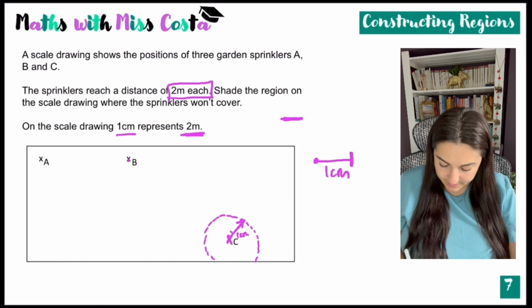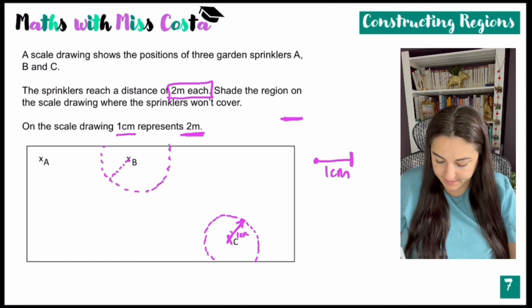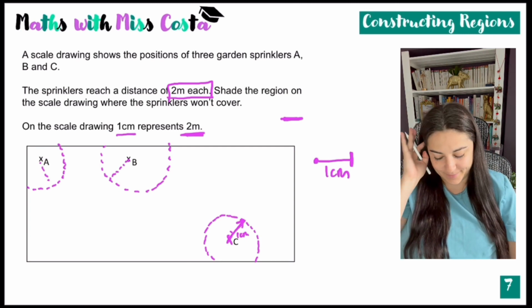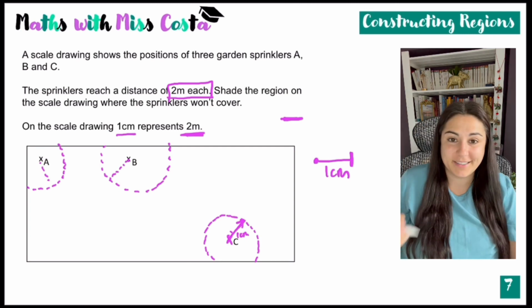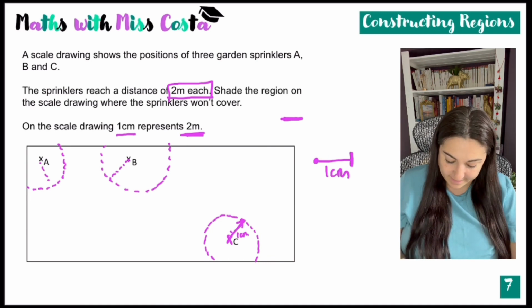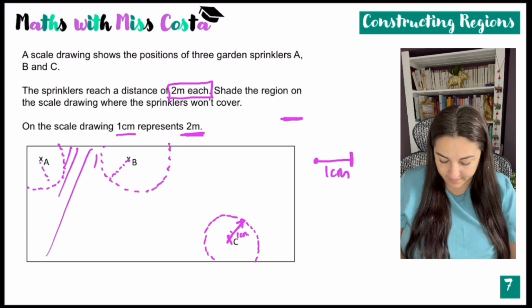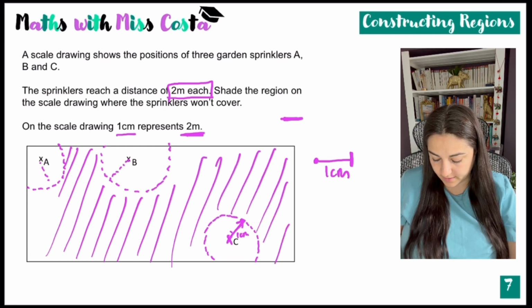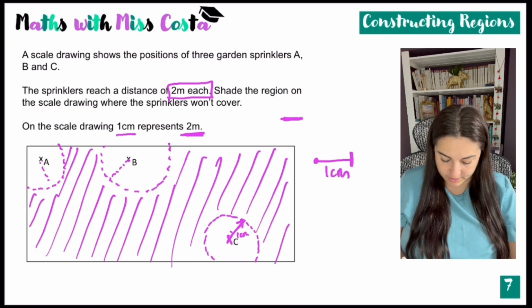Do the same over here. A circle of radius 1 centimetre, and the same over here, a circle of radius 1 centimetre. Now, this isn't very accurate because I'm just trying to show you, but these areas are where the sprinklers would cover. So the region that they do not cover is shaded over here.